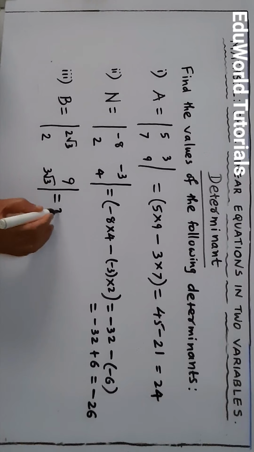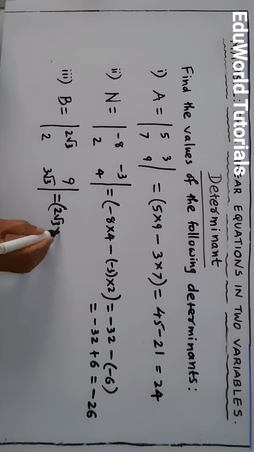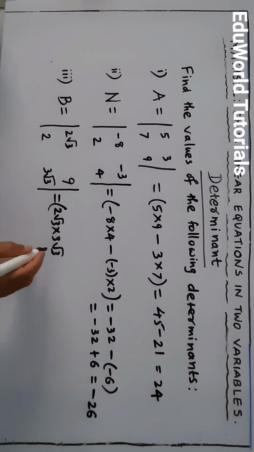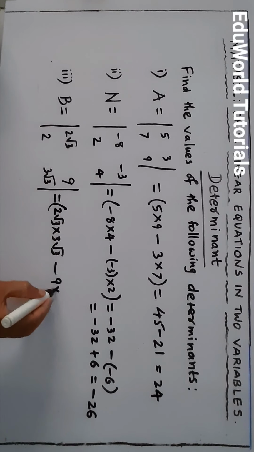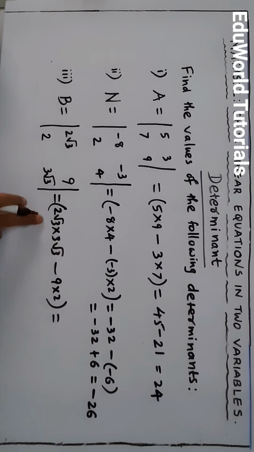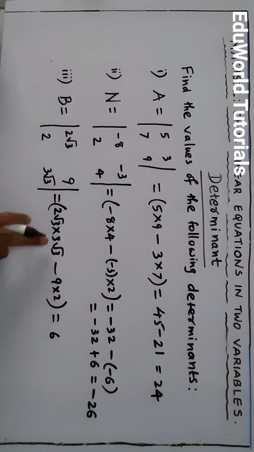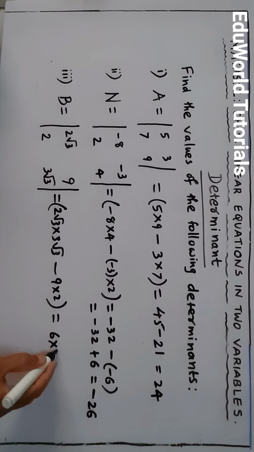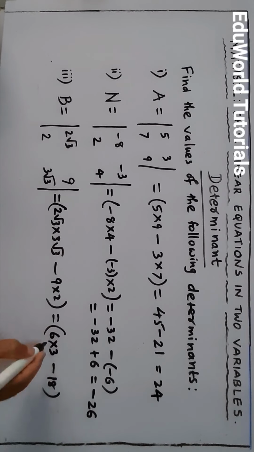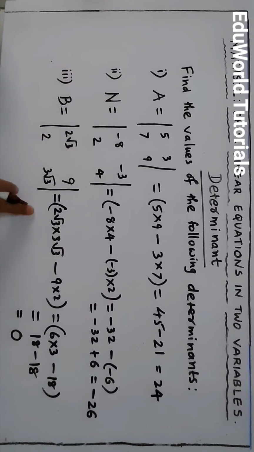And for this, 2 root 3 multiplied by 3 root 3. Recall the 9th standard third chapter. Another product, 9 into 2. Multiply these two mixed surds. The rational part, 3 twos are 6, and the irrational part, root 3 into root 3, will give you 3. So 6 into 3, minus 9 twos are 18. So we have 18 minus 18, which is equal to 0. So the value of this determinant is 0.